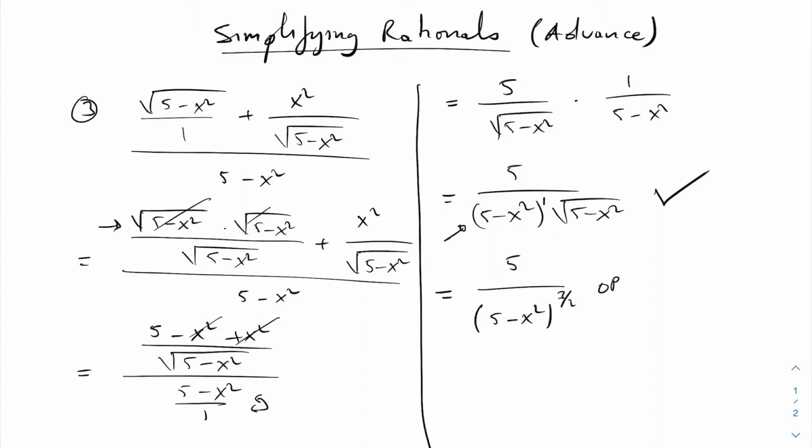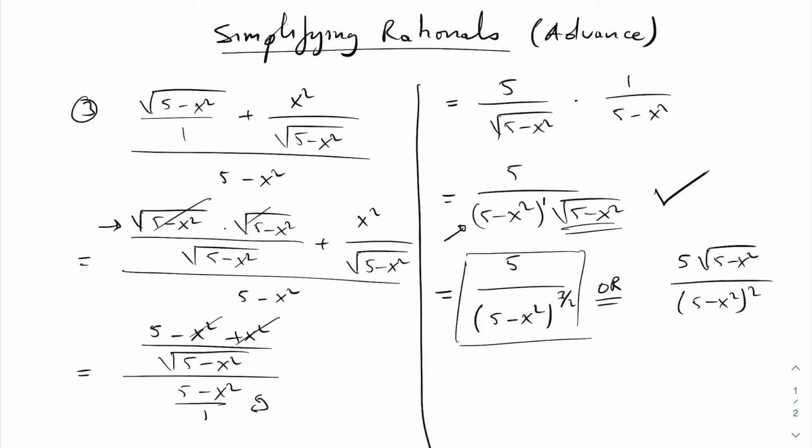Another way to write this answer, if you were asked to rationalize the denominator, which means to write it without any fractional powers, you would have to multiply both top and bottom by the square root of 5 minus x squared. And so your final answer would be 5 times the square root of 5 minus x squared, all divided by 5 minus x squared, all squared. And this will be it. So any of these three final answers would be acceptable for this particular example.